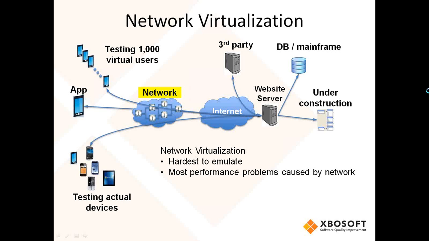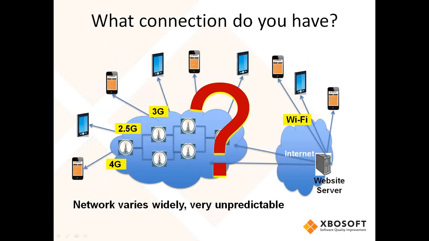People are accessing your mobile service, and you have no idea what they're connecting to. Some are connecting through Wi-Fi, some through 3G, 2.5G, 4G, but the 3G networks vary greatly from country to country and from service provider to service provider, so it's very unpredictable, which causes many problems.